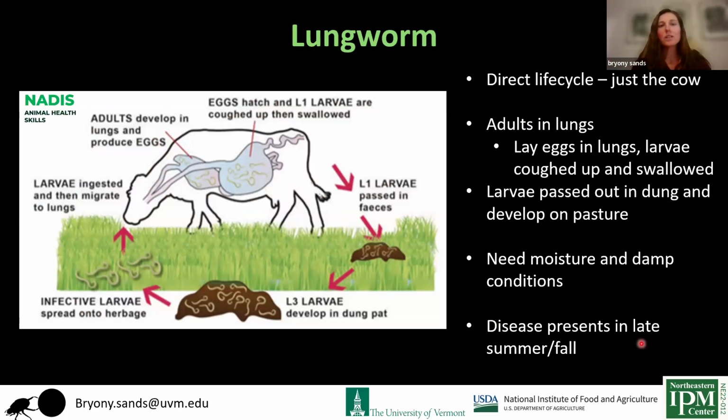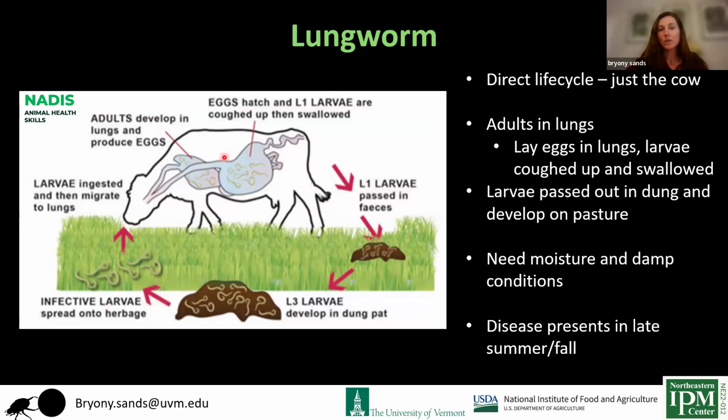Okay, so moving on to lungworm. Lungworm has a direct life cycle again, so it's just the cow that transmits this. The adults will reside in the lungs, and they will lay their eggs in the lungs. The eggs will develop into larvae, which will get coughed up, and then the cow will swallow them. And the larvae then pass out in the dung and complete the rest of their life cycle to the infective stage on the pasture, where the cow eats them and reinfects themselves.